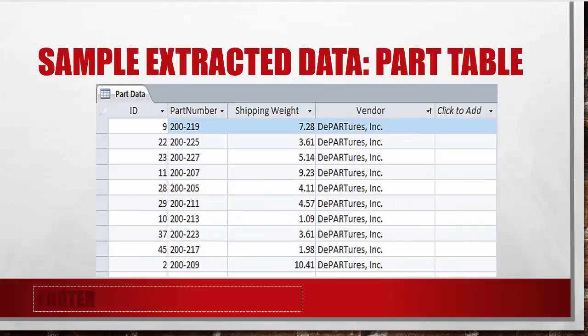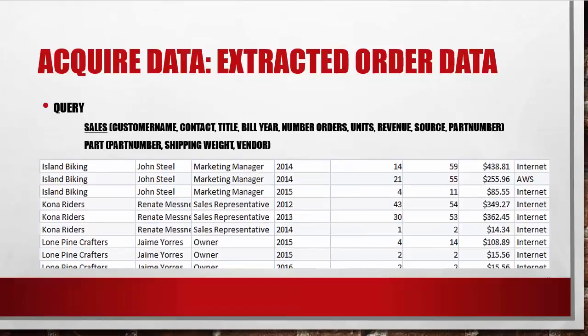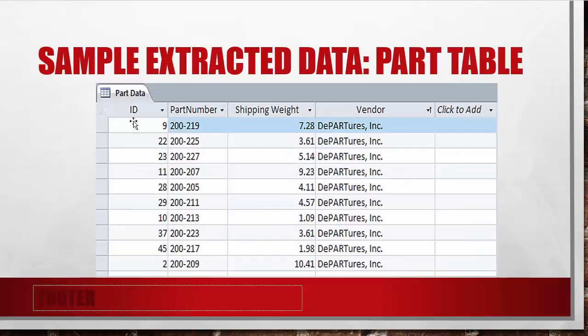So here's an example of what the part data might look like. There's an ID number. That's the primary key, something that uniquely identifies the record. Then the part number, shipping weight, vendor, and so on. It looks like it's an Access table. What this means is that I could add another field here if I went back into the structure of this table and did that.